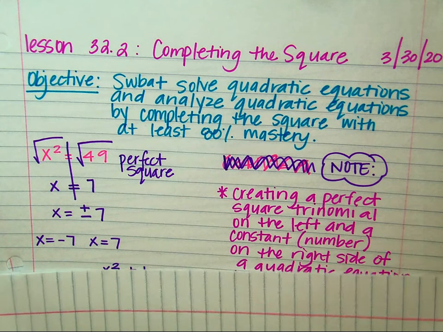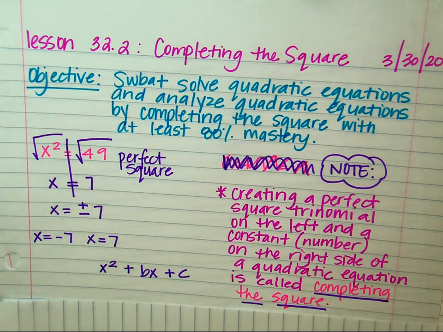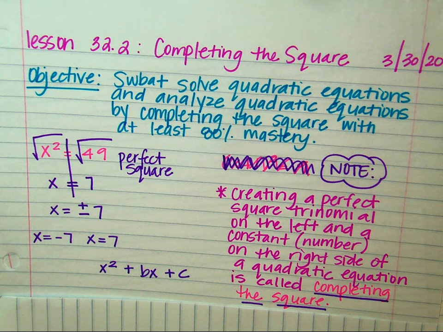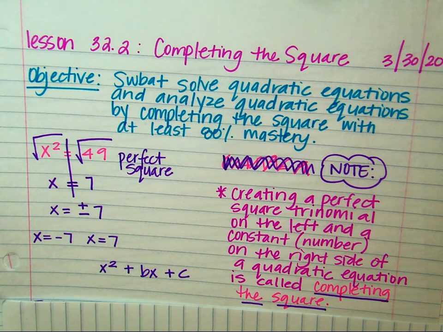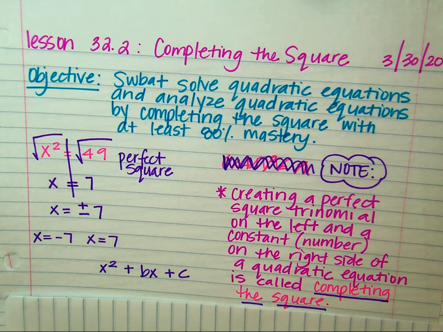Alright, so if you go ahead and look over here, I have a note for you. You could pause this video to go ahead and write this note and then pick back up. The note says, creating a perfect square trinomial on the left and a constant number on the right side of a quadratic equation is called completing the square. So that's what we're going to do today. We're going to take a trinomial and we are going to create a perfect square trinomial on the left hand side of the equal sign and a constant number on the right hand side of the equal sign, and that will be completing the square.